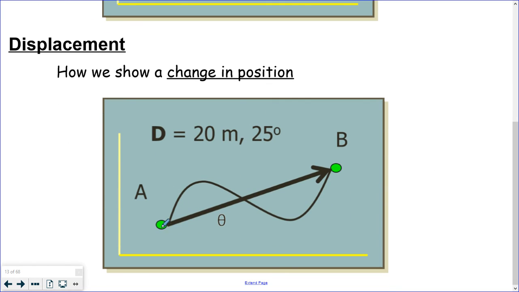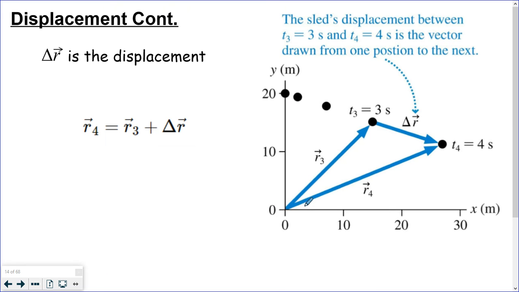The displacement is from A to B. It doesn't matter how we got there. All it is, what is the distance between A and B? How far did I go to get there directly? And what's the angle from A to B? And we're going to use displacement most frequently in physics, and it's a vector.